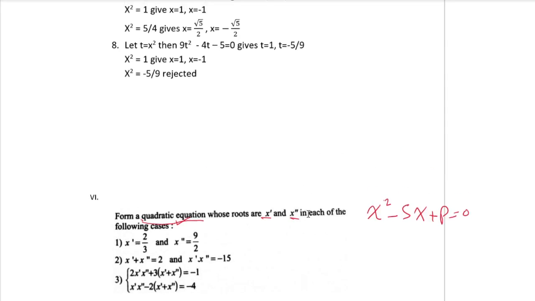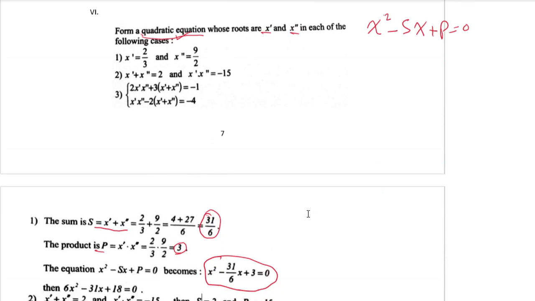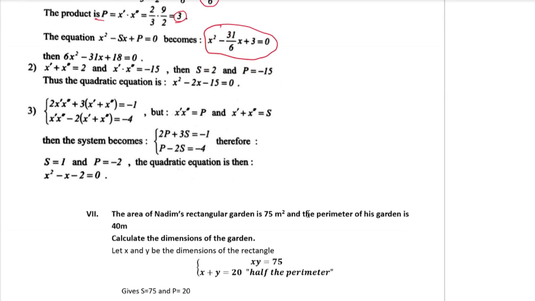In question 2, it's given the sum x prime plus x double prime equals something, and the product x prime x double prime equals negative 15. So here we work on the sum and the product. Thus the quadratic equation is x squared minus sx plus p equals 0, and this is the equation.